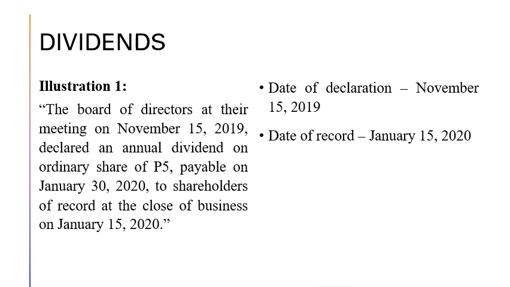The date of record is January 15, 2020, which is the date on which the stock and transfer book of the corporation is closed for registration. So only those who are listed as of this date are entitled to receive the dividends. And 3, we have the date of payment or date of distribution, and that is on January 30, 2020. This is the date when the dividends declared will be paid or distributed to its shareholders.